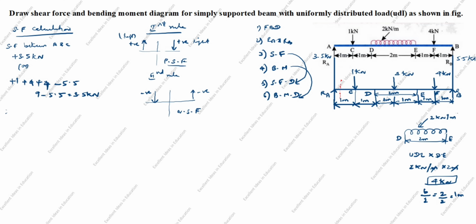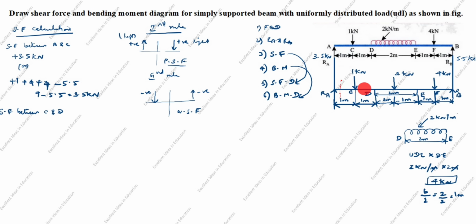What is the shear force definition? Algebraic sum of the vertical force acting on the left or right of the cut section along the span of the beam. We will calculate left side and right side also, but the answer should be same for both the sides. Next, we will calculate shear force between C and D.